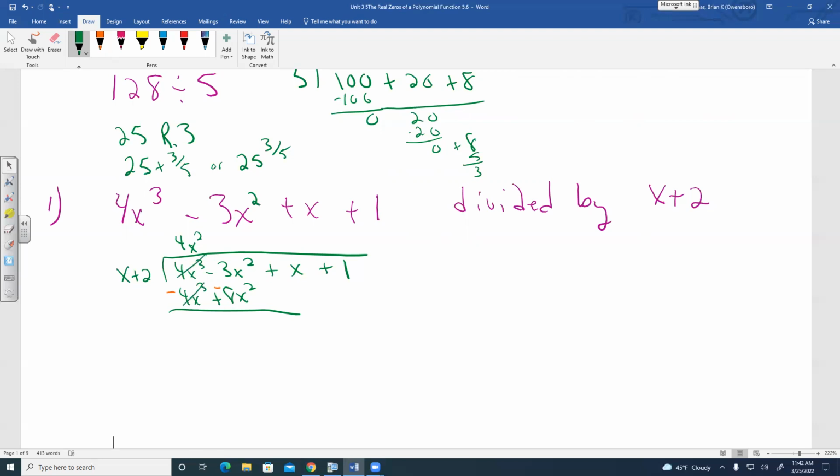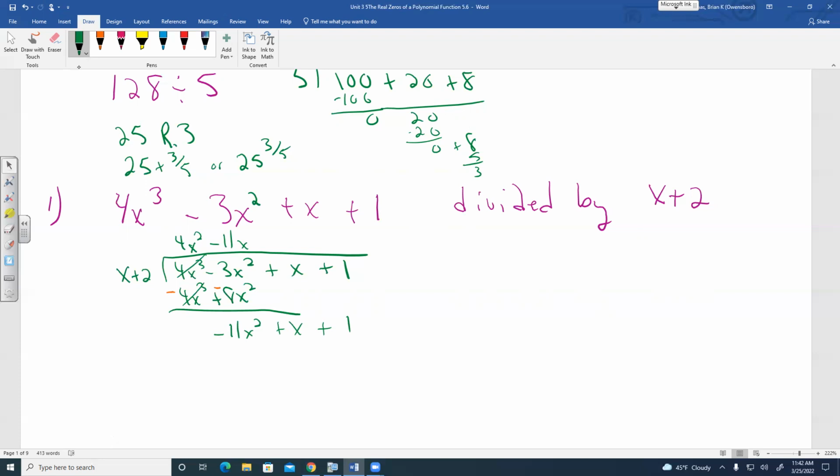Negative 3x squared and negative 8x squared would be a negative 11x squared. I'm going to bring down the plus x and the plus 1 so I don't lose those. Then our attention turns to this x: how many x's does it take to get this negative 11x squared? In other words, x times what will match that? The missing piece is negative 11 and an x. A negative 11x times x does give me this negative 11x squared.